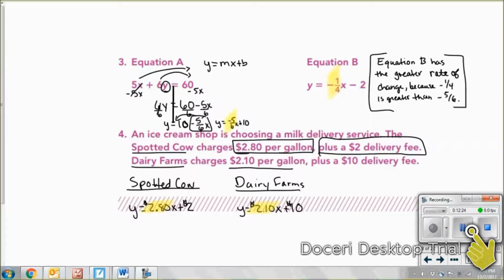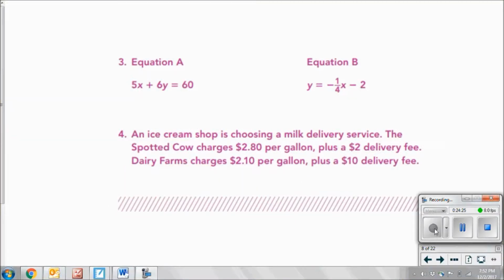All right, so on 3, we're going to say our answer. It's either going to be Spotted Cow, if you went that direction, or Dairy Farms, if you went with Dairy Farms. So on 3, we're saying which had the greater rate of change. On 3. 1, 2, 3. All right, and we should have said Spotted Cow. All right, so I'm going to meet you over on the next page. So go ahead and flip the page. I'll meet you over there.